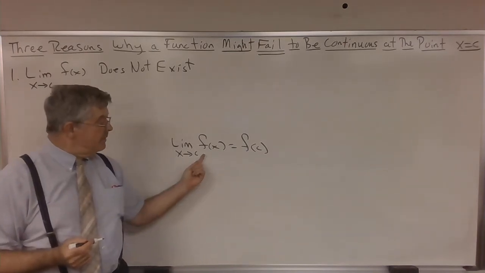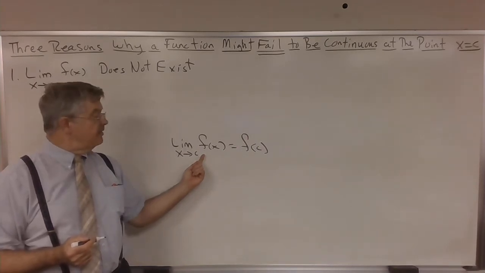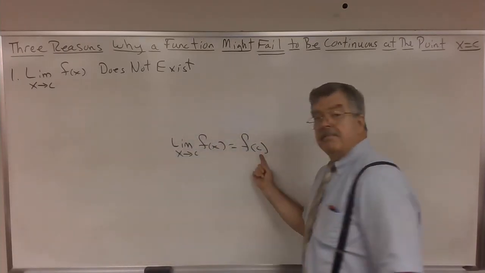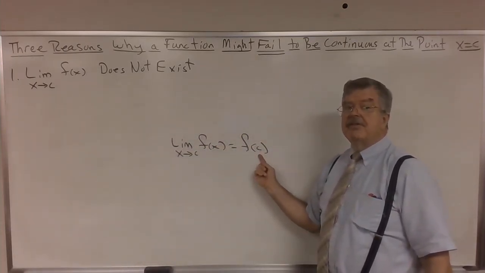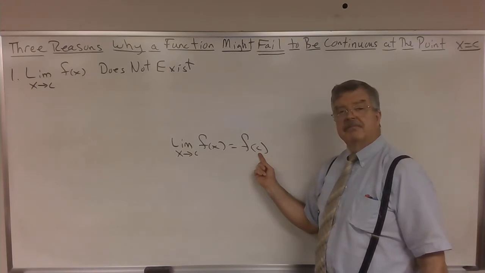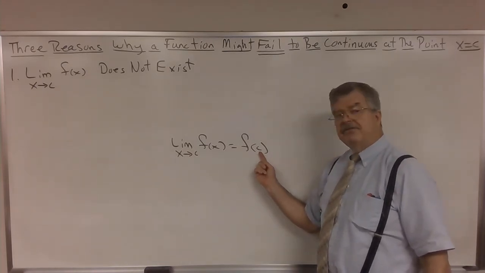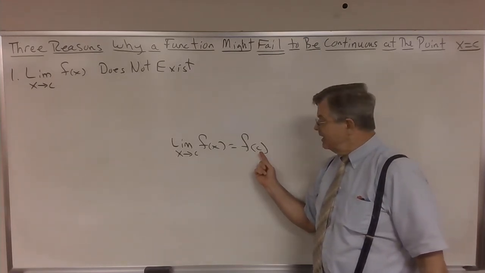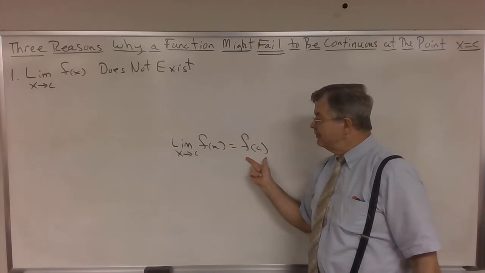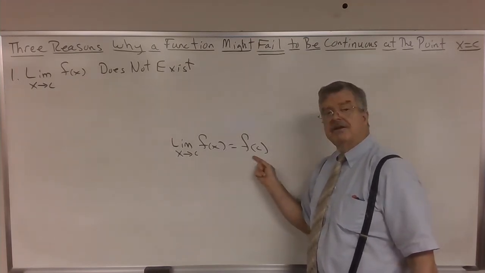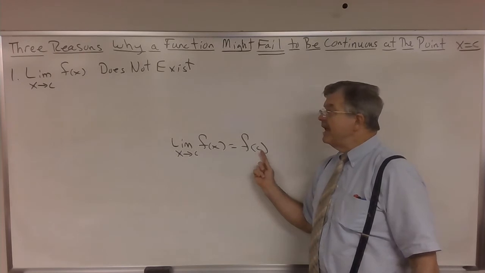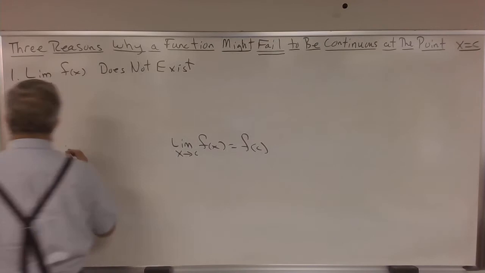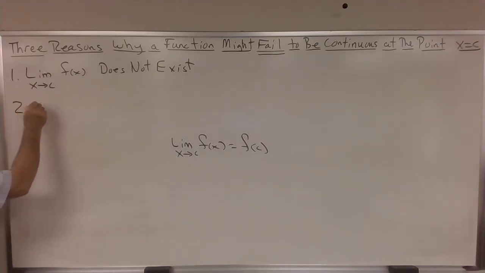But maybe this limit does exist. Maybe the problem is not here on the left side of the equation. Maybe the problem is here on the right side of the equation. Maybe this thing doesn't exist. That would certainly make it impossible for the left side and the right side to be equal, right? So maybe f evaluated at c doesn't exist. It's just not defined. So that's the second thing that can go wrong.